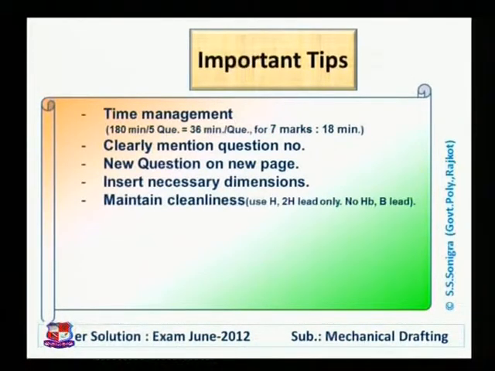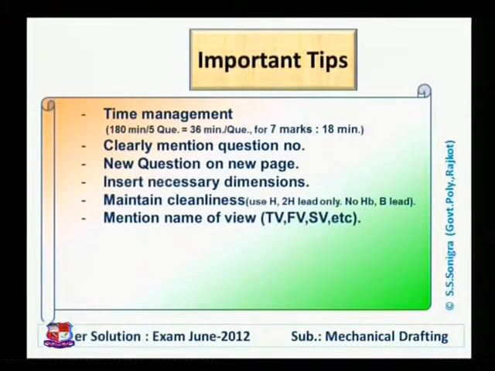Then maintain cleanliness of the drawing sheet. In the drawing sheet, we should use H and 2H lead only. HB and B leads should not be used because those leads have more carbon, they are artistic pencils and we are technocrats, so we should use H and 2H lead only. They are lighter as compared to those two, and when we erase the drawing made by H and 2H lead, the darkening will not be there.